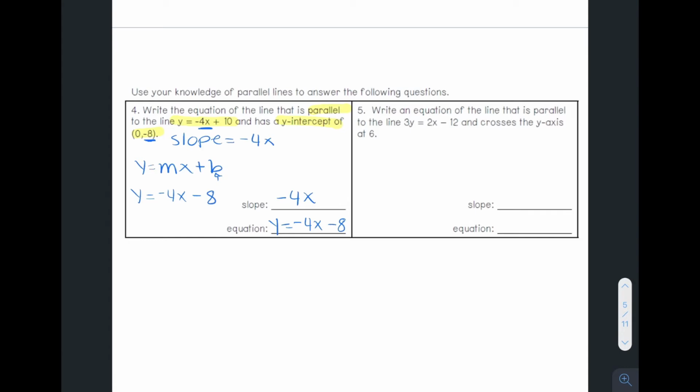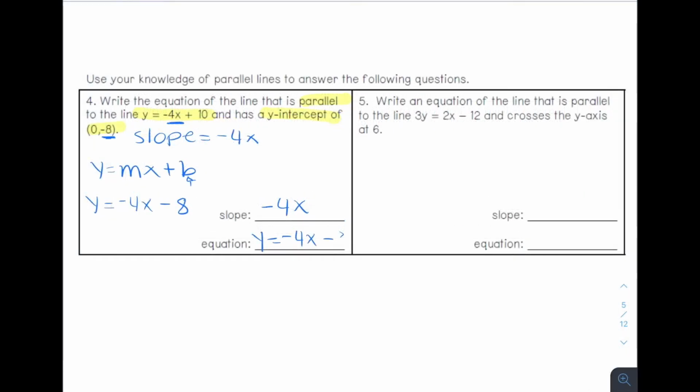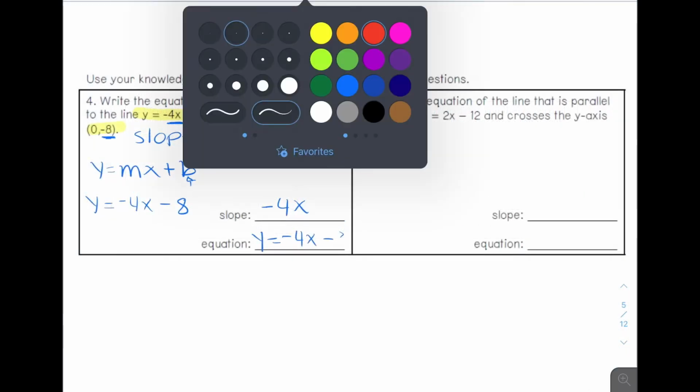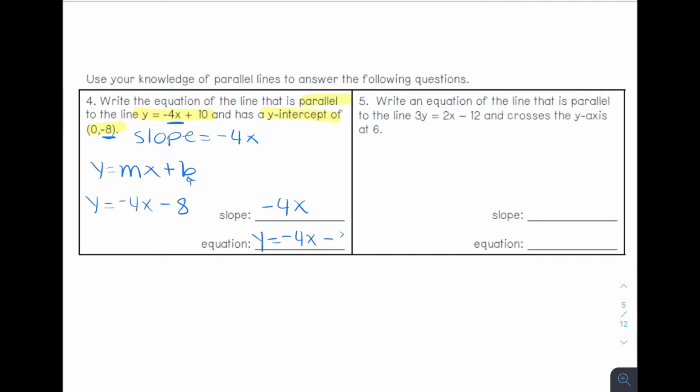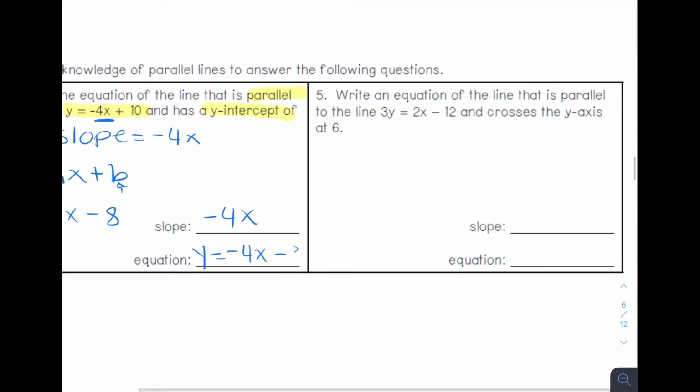Okay, the next problem, if you are able to get it, you can pause it and work it on your own, and then unpause it to see the answer, or you can work it as I work it. Okay, so for question number 5, it says write an equation of the line that is parallel to line 3 times y equals 2 times x minus 12 and crosses the x-axis at 6.